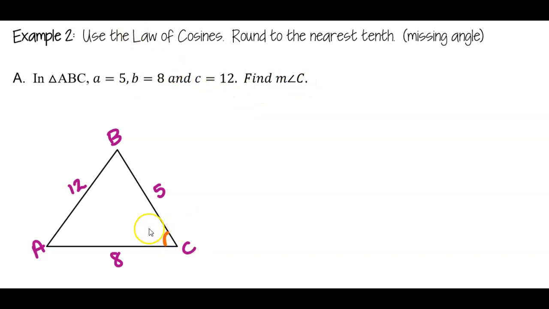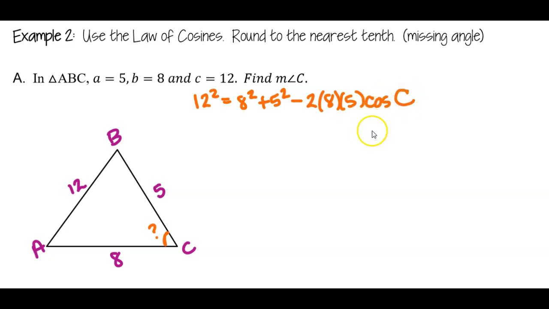Since angle C is the one we want to know, we are going to start our equation off with the side opposite of angle C, which is the 12. So we are going to have 12 squared equals the sum of the other two sides squared. So we're going to have 8 squared plus 5 squared minus 2 times 8 times 5 times the cosine of angle C, which we're trying to find.